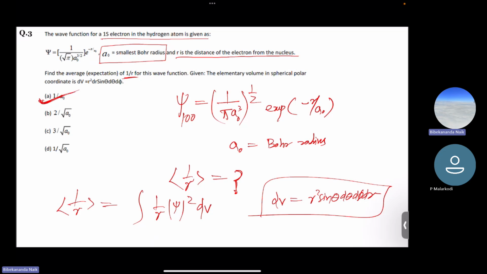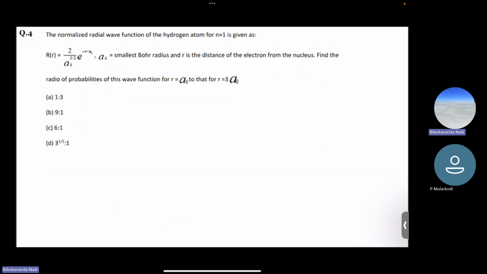Now we will move to the next one, where the question says the normalized radial wave function of the hydrogen atom for n equal to 1 is given as R(r) equals (2 by a0) to the power 3 by 2 exponential minus r by a0. In the last question, it was the whole wave function, which has components of r as well as theta and phi, but here it is only the normalized radial wave function. So it has only the r part, that's why the root over pi term is not here.